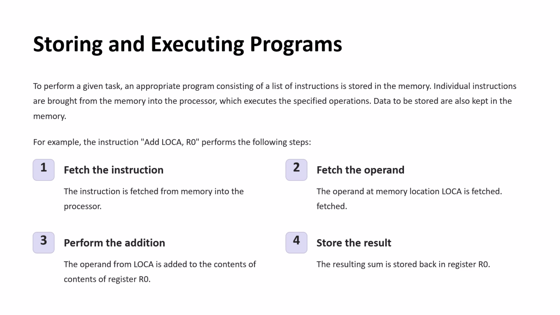Storing and executing programs. In a computer system, programs are stored in memory as a list of instructions. The CPU fetches each instruction, decodes it, executes the specified operation, and stores the result. For example, here is the instruction Add location A, R0. The processor fetches the instruction, retrieves the operand from memory location A, and adds it to register R0. Then finally it stores the result in R0. That means it writes back the result in R0. This describes the fetch-execute cycle, the central process that enables the computer to run a program.